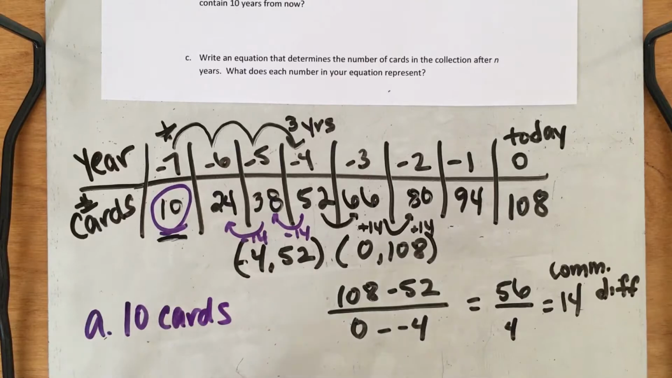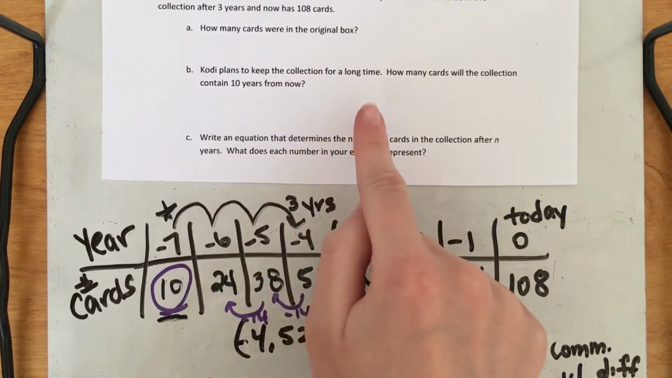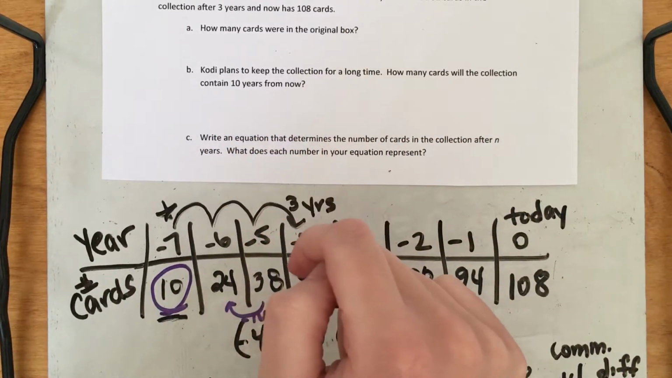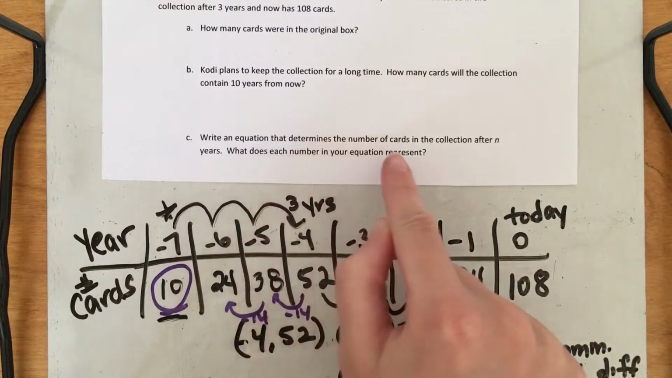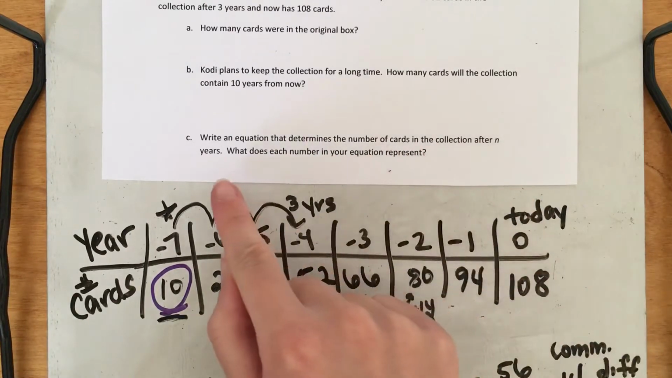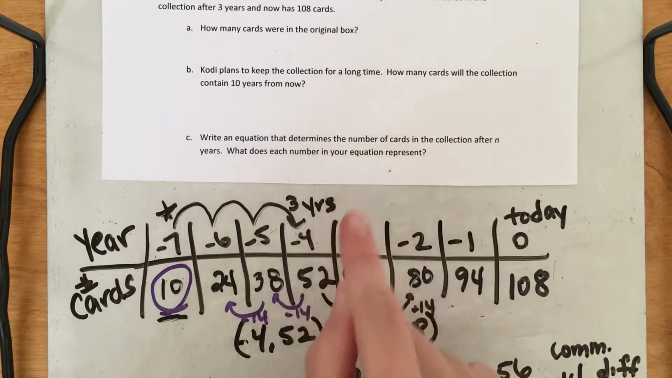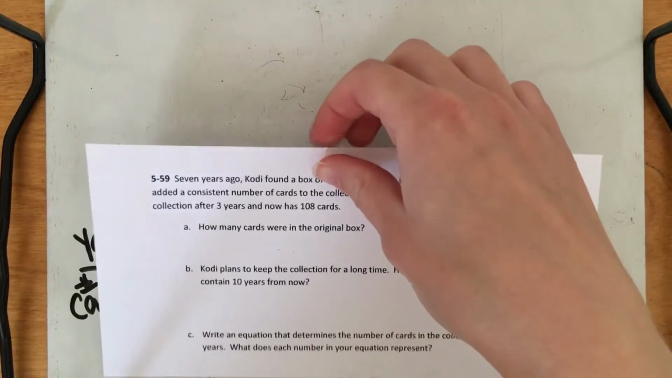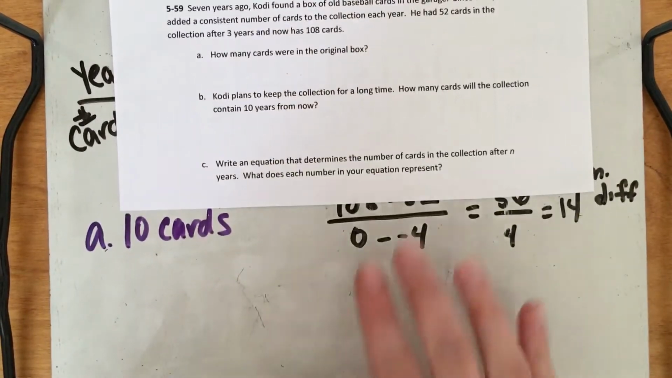Okay? Let's look at the rest of the problem now. Part B. Cody plans to keep the collection for a long time. How many cards will the collection contain 10 years from now? I think it's going to be better if we skip that problem and actually do part C next. It says, write an equation that determines the number of cards in the collection after n years. So it's saying this is going to be n. What does each number in your equation represent? So if we make an equation first, we can go back and find how many are in the collection in 10 years' time.